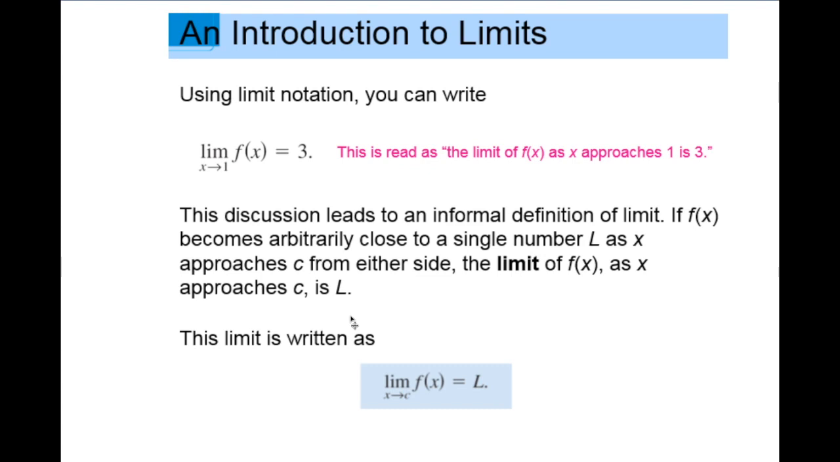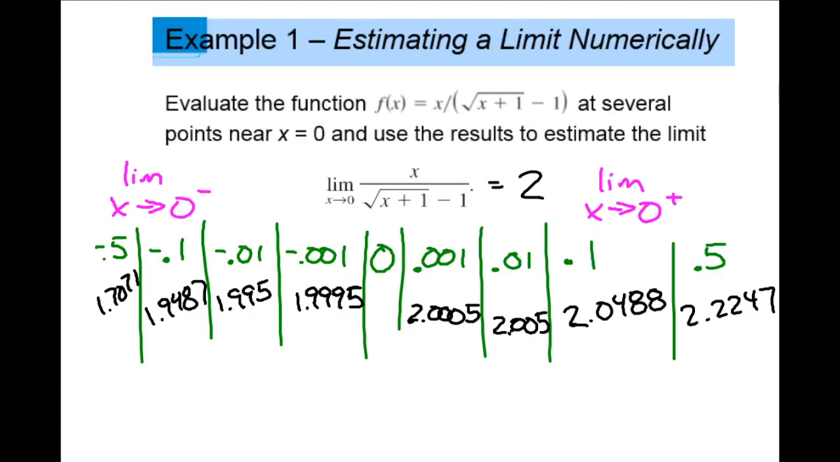So this is how that whole little wordy thing is represented. It says the limit of f of x as x approaches c is equal to L. If we can prove that as x goes to a specific value of c, on both sides of c it approaches the same value of L, then it is the limit. So let's look at a little example here.